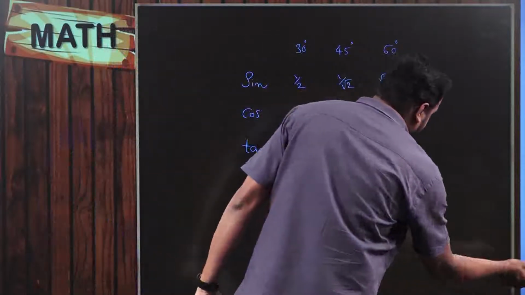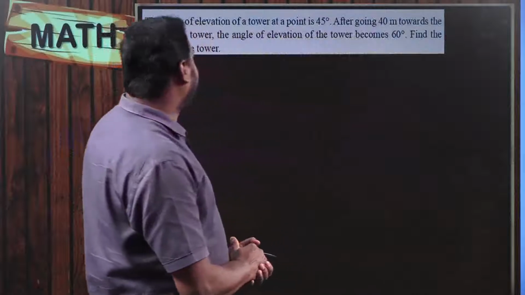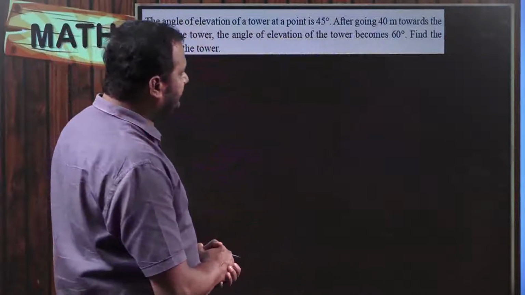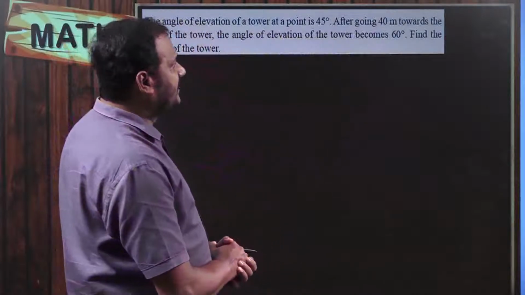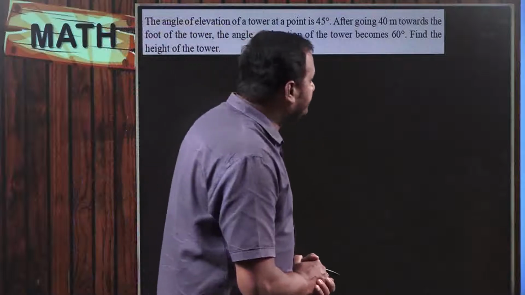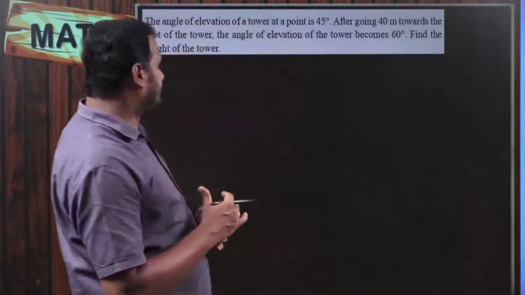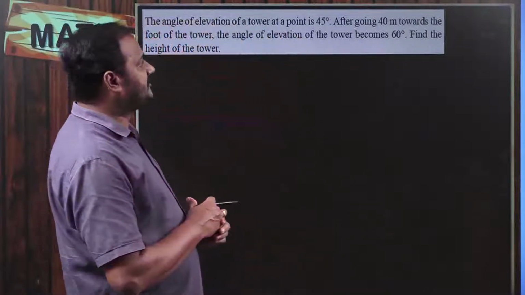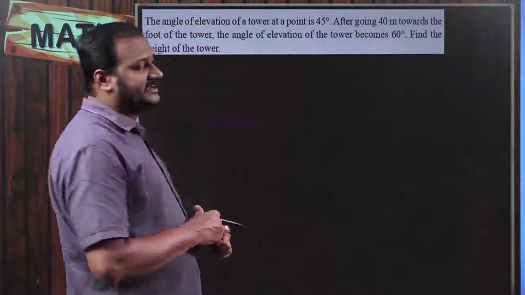Now coming to the very first problem: the angle of elevation of a tower at a point is 45 degrees. After going 40 meters towards the foot of the tower, the angle of elevation of the tower becomes 60 degrees. So find the height of the tower.